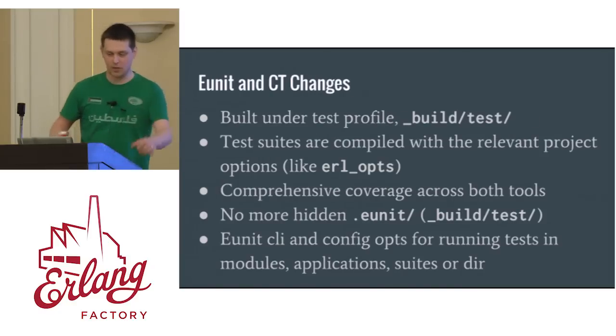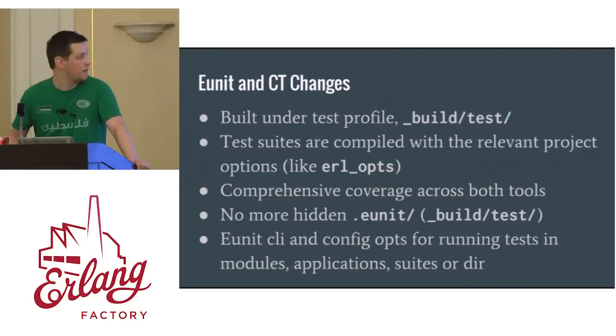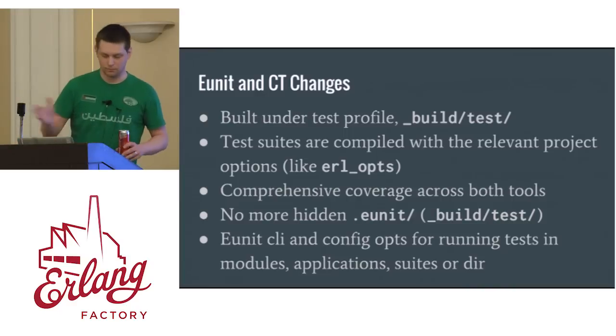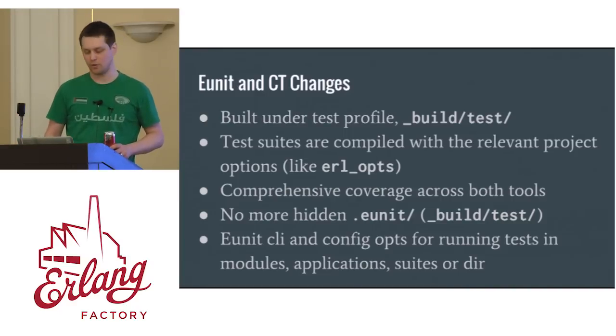There's been a number of changes to EUnit and CT to make them hopefully more seamless and more pretty, as I showed earlier. And one being, you'll notice that when you run tests, they create a new profile under the build directory, so you have the default and the test. But if no dependency options change, nothing is rebuilt. So it's not that you have to rebuild everything into a new profile. It's simply linked to in the default profile. And so weird directories like .eunit are gone because we have these test profiles.